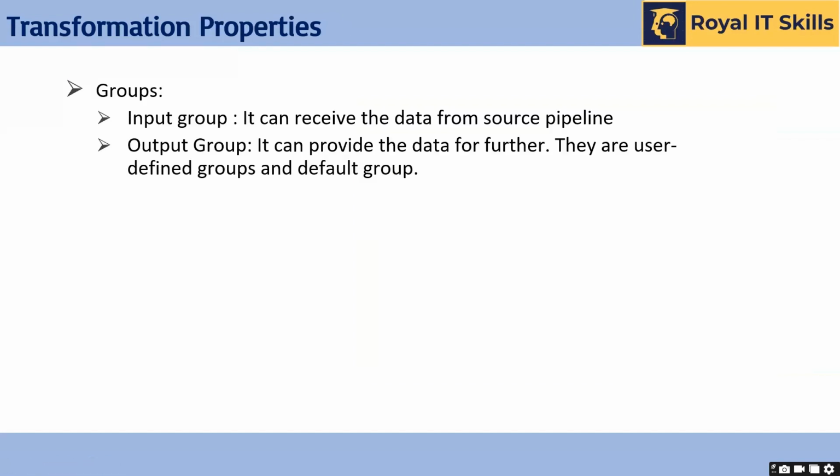Groups-wise, we have one input group and multiple output groups. You have to remember this. It can receive data from a single source, only one input group, and the output groups can provide the data further. So they are user defined groups and one default group along with that.